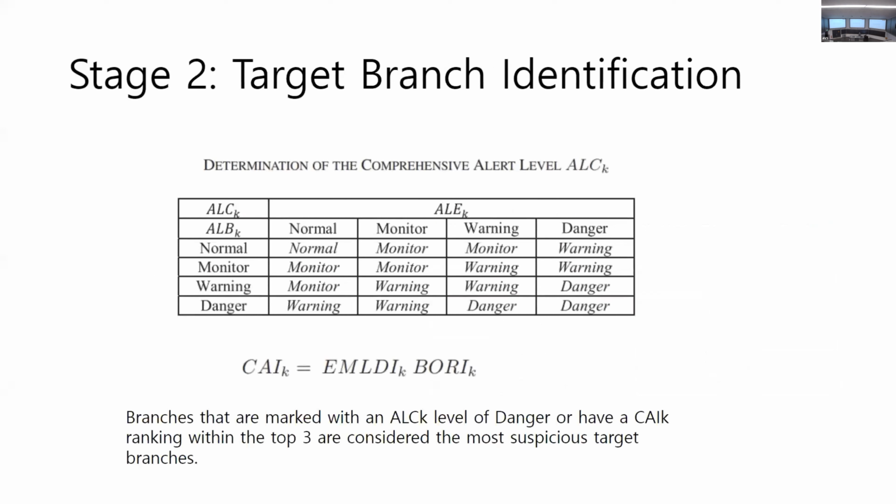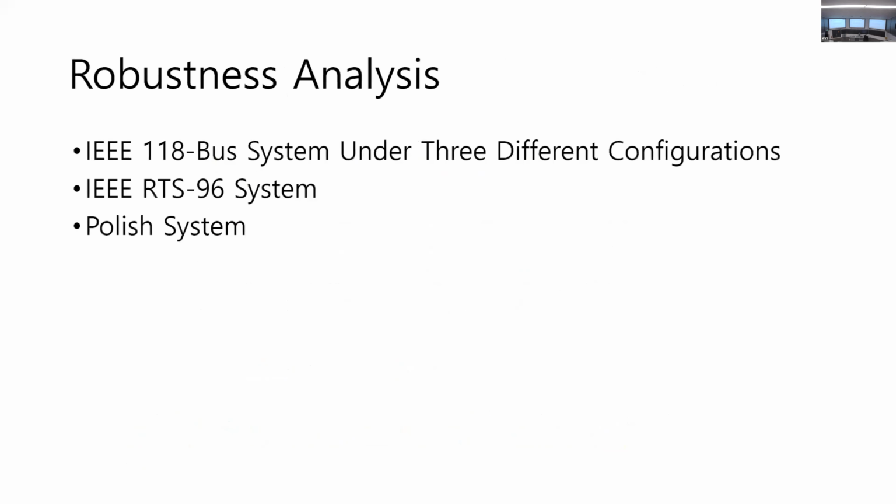So once a case is sent to the second stage, the ALC and CAI are used to identify the target branch. As mentioned, ALC is the combination of the EMLDI and the BORI alert levels, and CAI, the comprehensive attack index of a branch, is the multiplication of the EMLDI and the BORI indexes for a specific branch, which indicates the possibility of a branch being targeted. Branches that either have an ALC level of danger or a CAI ranking in the top 3 are considered the most suspicious target branches.